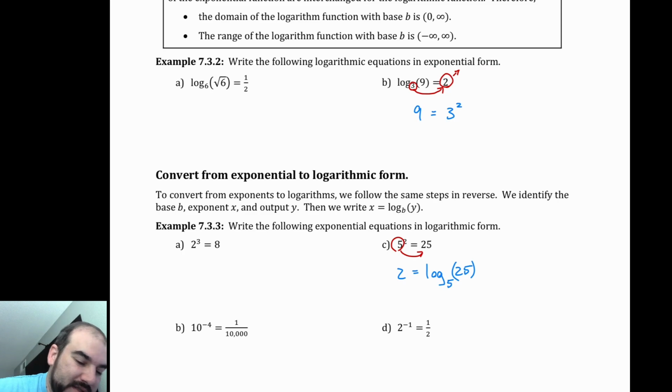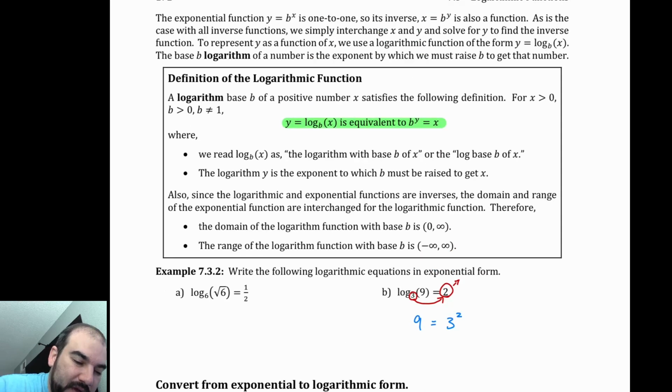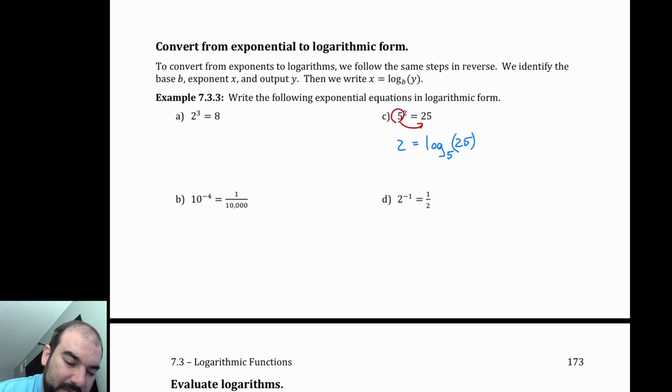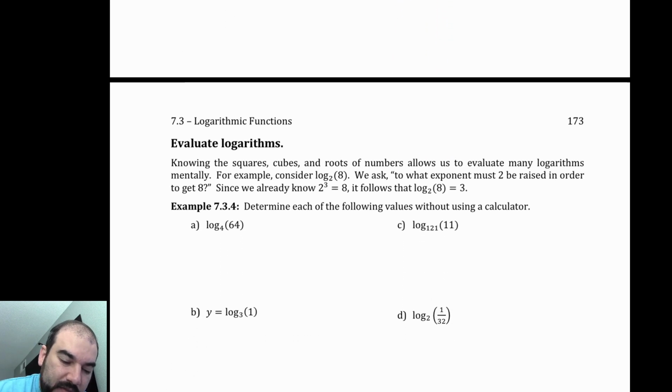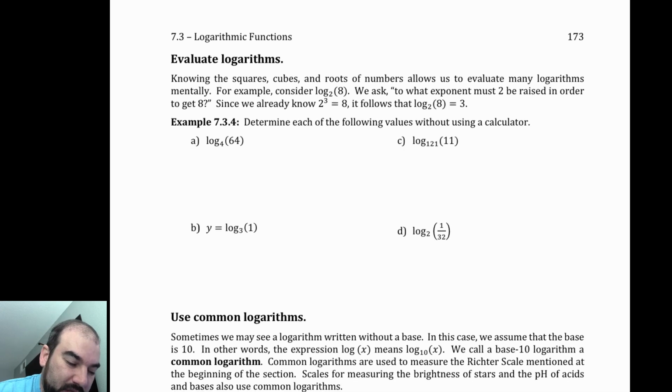Right? So this is just to get you used to the idea of going from this form to this form and back to the other form. So we should be able to switch from one form to the other. Okay, and that's going to be a useful tool for all of the properties of logs that we're going to look at.